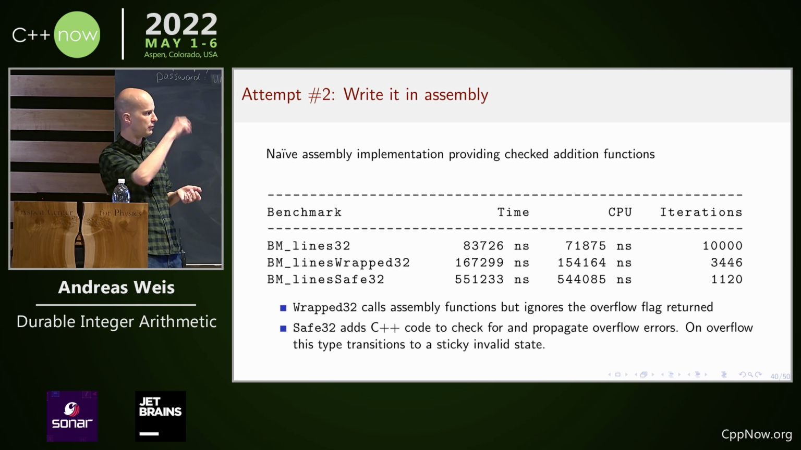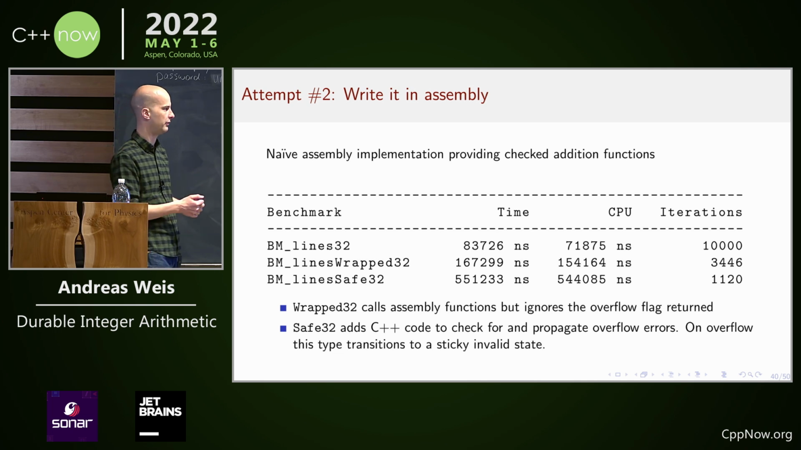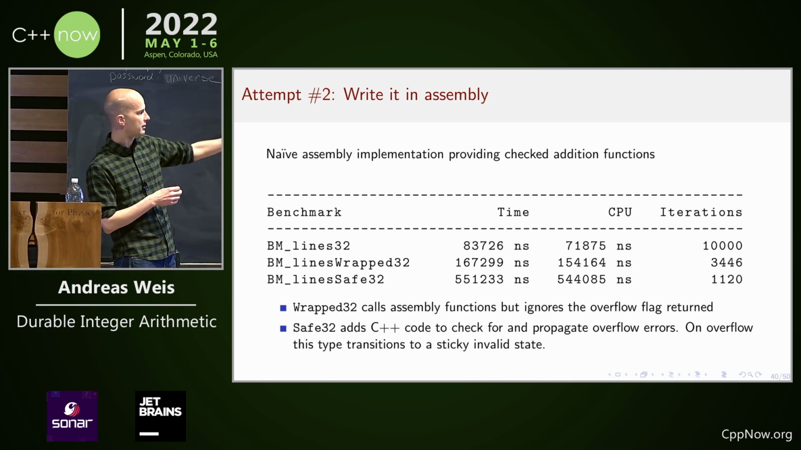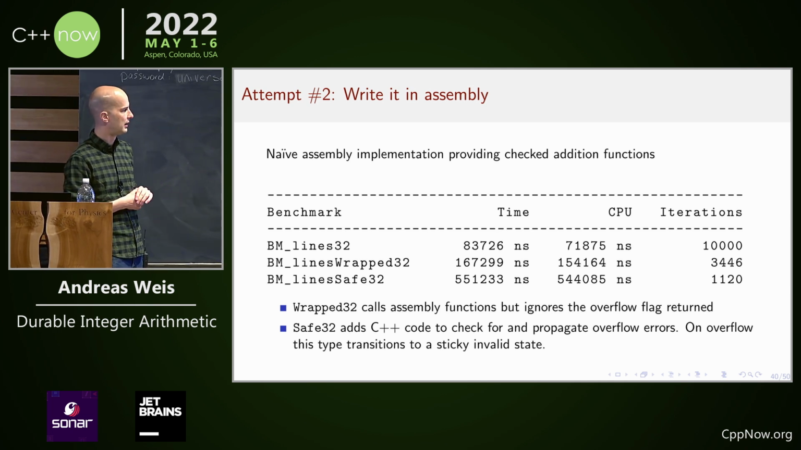I was drawing lines in all directions, so I get a little bit of branching and a lot of arithmetic. And my benchmark does not overflow in any case, right? I check for overflow, but it never actually does overflow. The first is just using the built-in integer types, and that's nice and fast.